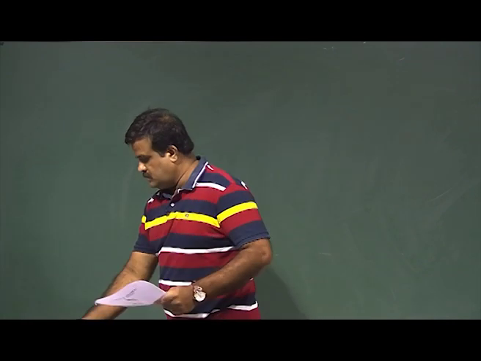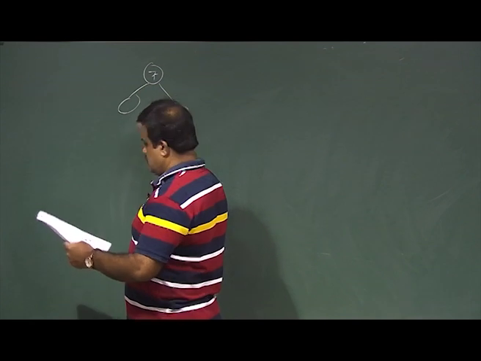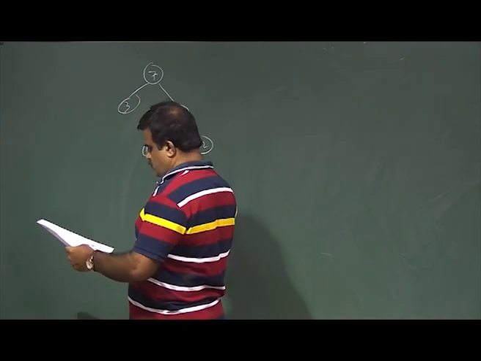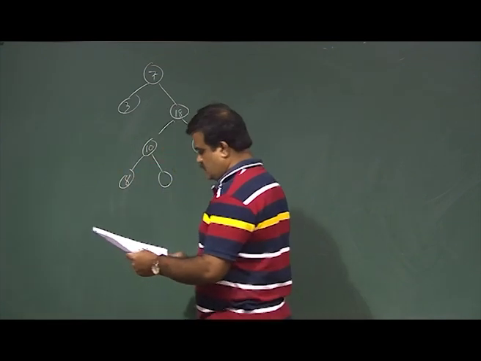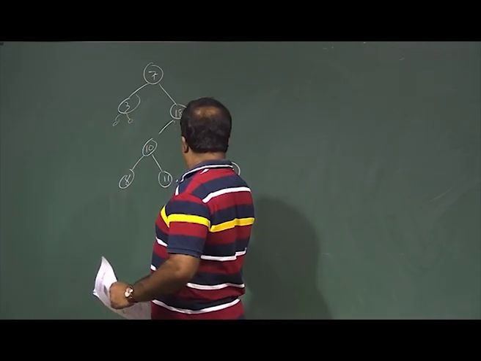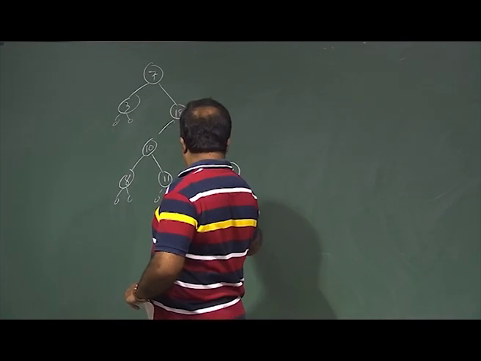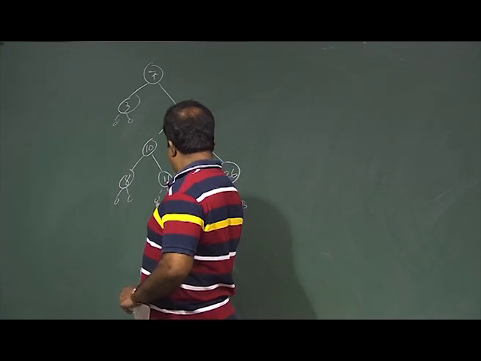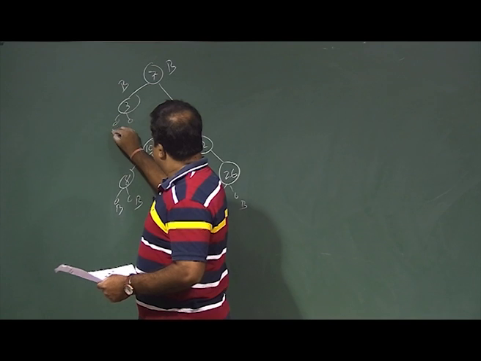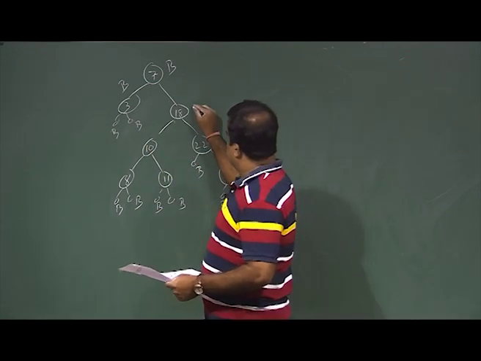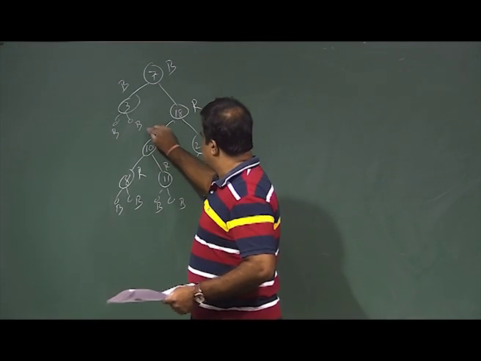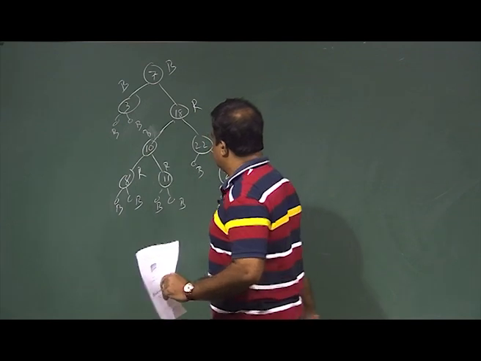So, let us draw it this side. So, 7, 3, 18, 10, 22, 8, 11, we have 26, and then we have the nils. And the nils are black, and this is red, this is black, this is also black. Okay, nils are black, and this is basically red, and these two are red. This is red, this is black, this is black. So this was our example of a red black tree.